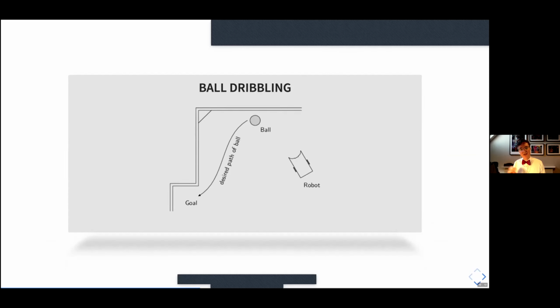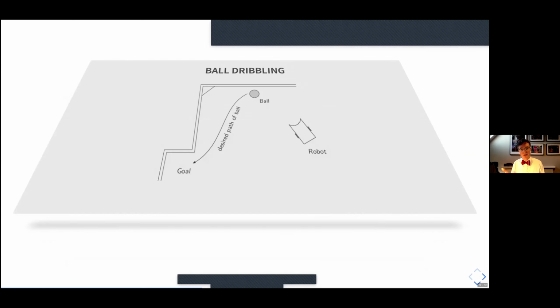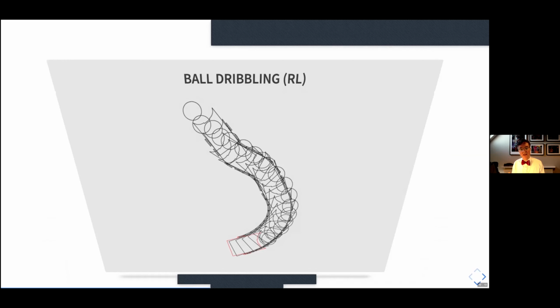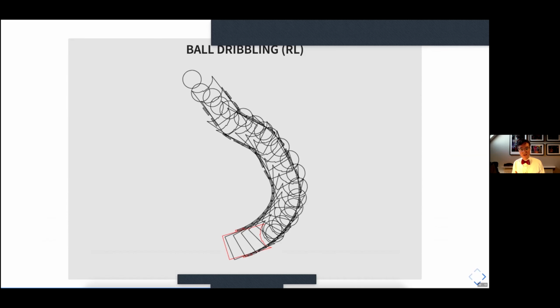Okay, I also did a number of other stunts, if you like. One of them is ball dribbling, and the hand-coded algorithm was doing this sort of thing. It would try to turn with the ball, but the ball would drift off to one side. What do you do about that? Well, you can see that the reinforcement learning algorithm managed to learn to be much more careful, but also to respond to the ball drifting out and to actually change its behavior.